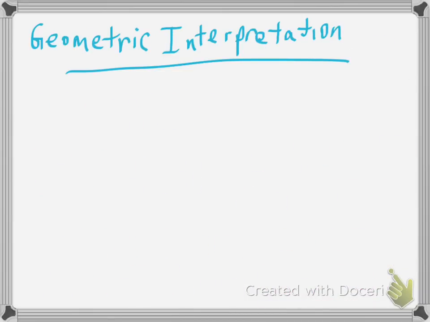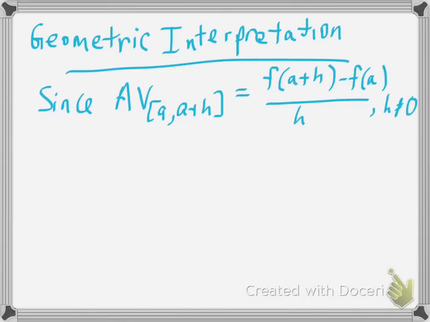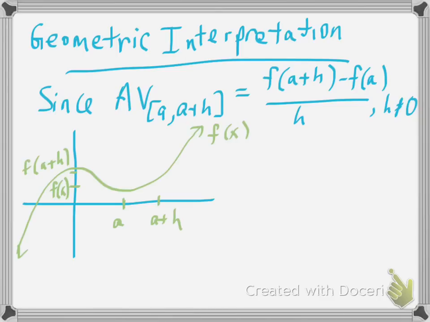So what's the geometric interpretation of the derivative? Well, recall that the average velocity, which was f of a plus h minus f of a over h, we could only take it on the interval from a to a plus h if h was not 0. So we need an interval with a non-zero length.